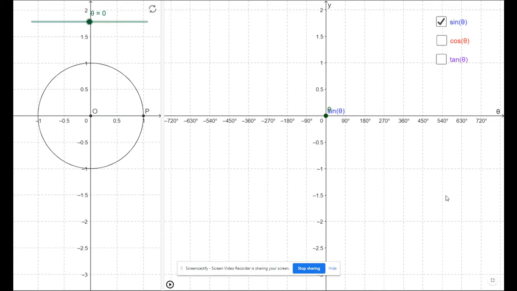And then the graph on the right-hand side is a trig graph. So the x coordinates are your angles. You can see the little theta there. And your y coordinates are the height at each angle that we rotate through.